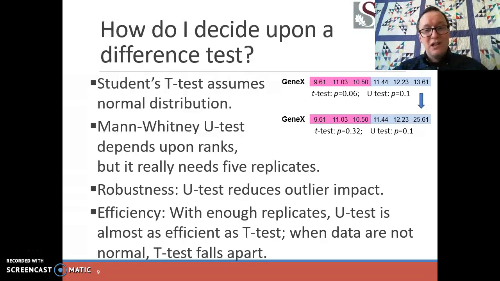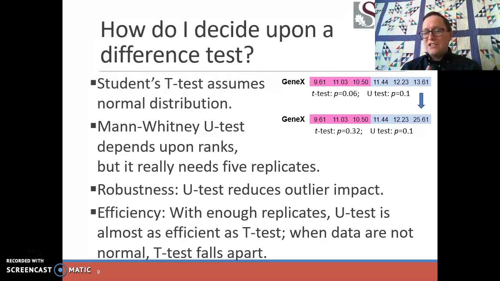Pretty shocking, isn't it? Here we see that we had a p-value of 0.06 for the upper gene, but having changed just one value, the p-value got a lot worse. There's no chance that this is remotely close to significant. This change comes about because the t-test cares how broadly the data are distributed. And when we add that very high outlier, 25.61, the t-test says, oh, hold on, I can't call this a significant difference by any stretch.